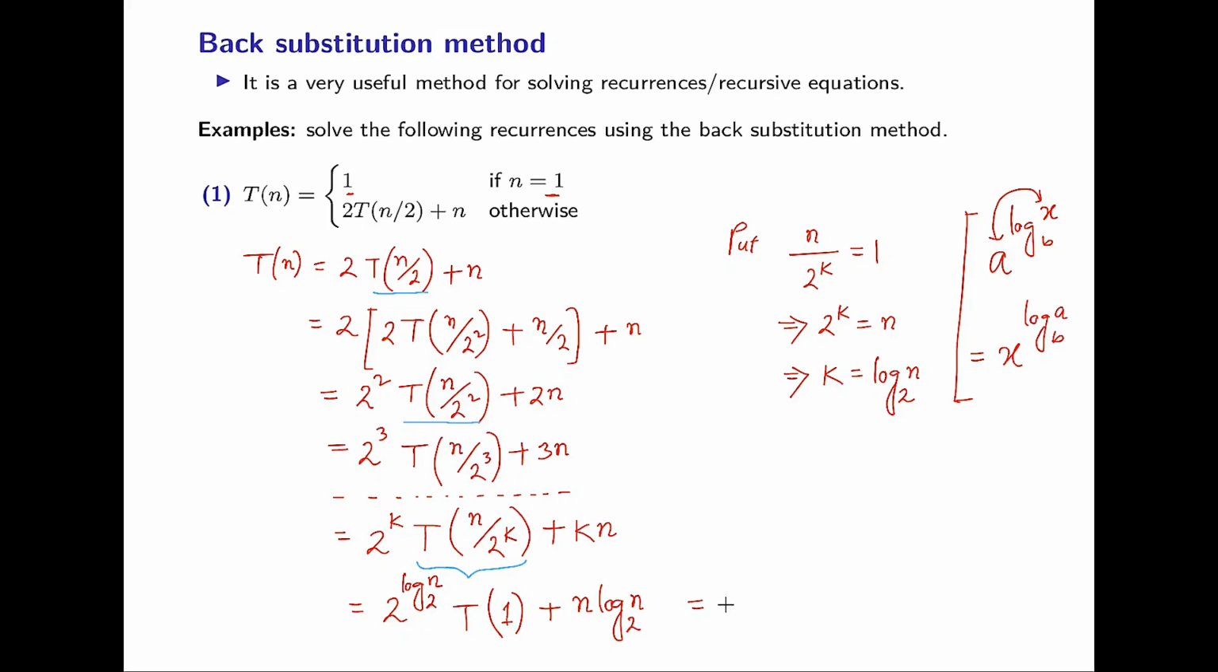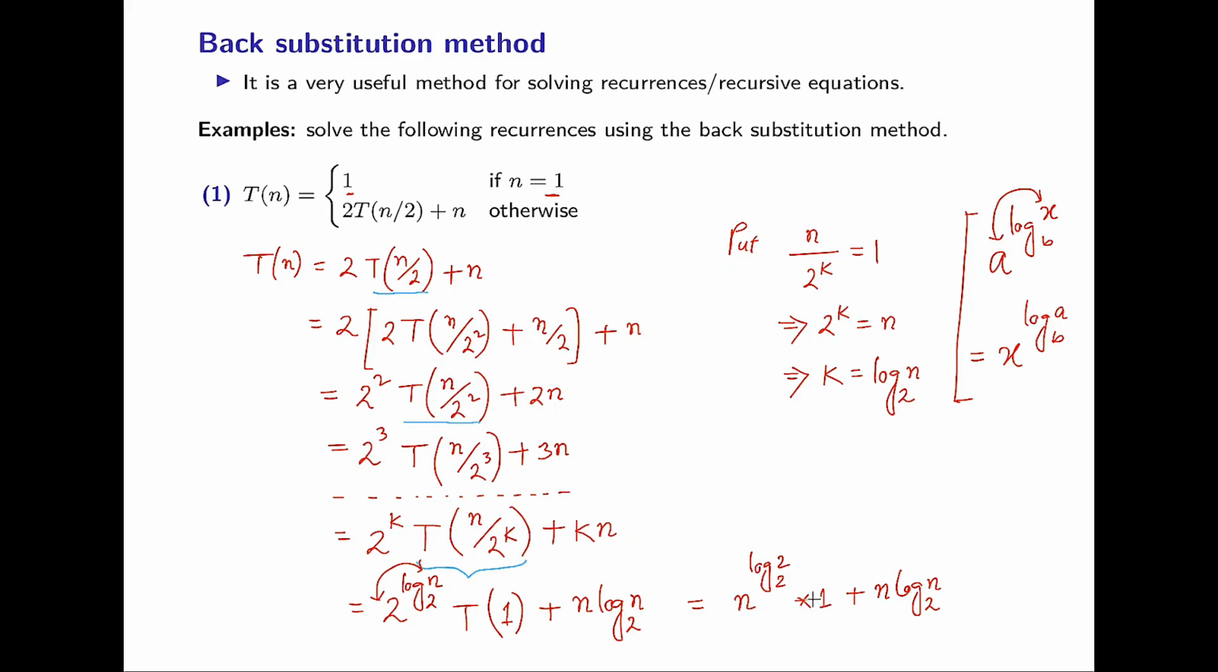So can we do something here to evaluate it? We will interchange this 2 and n. So it will be what? n to the power log 2 base 2, and you know that log 2 base 2, that is 1, right? So and T1, what is T1? T1 means this n is 1, right? So when n equal to 1, Tn equal to 1, means T1 equal to 1. So here instead of writing T1, I will write 1 plus n log n base 2.